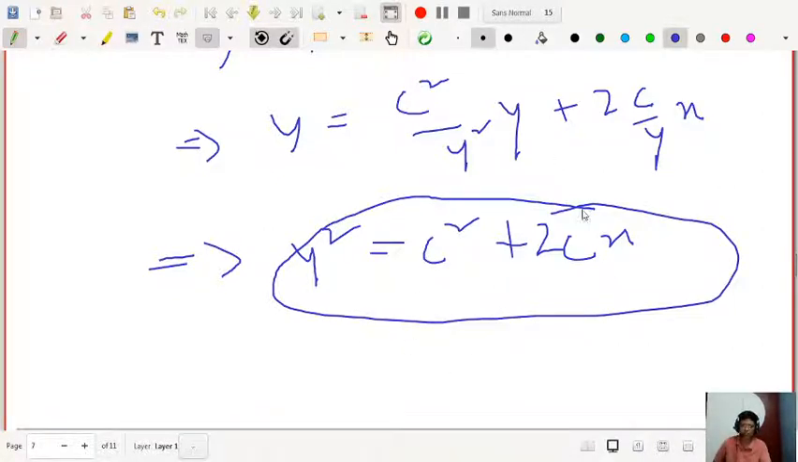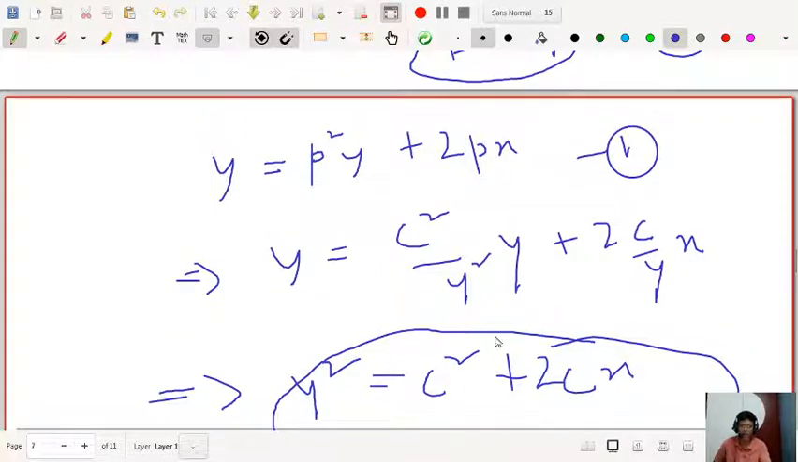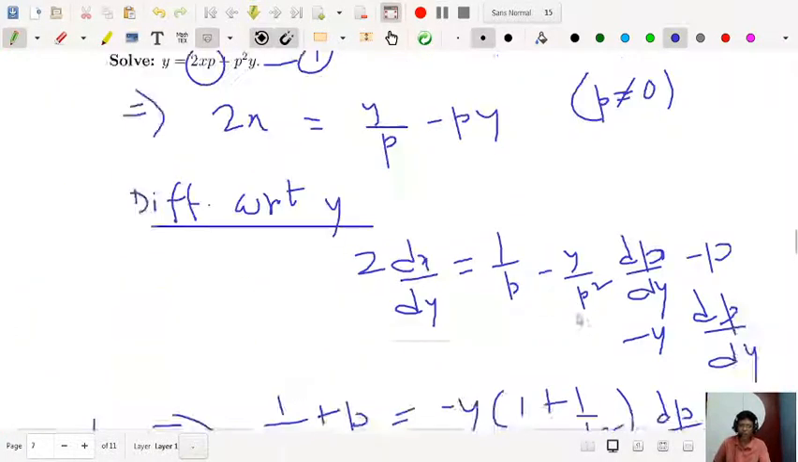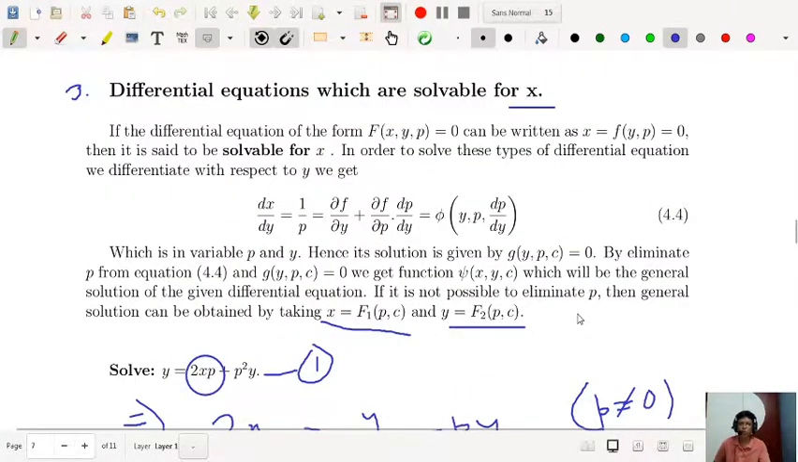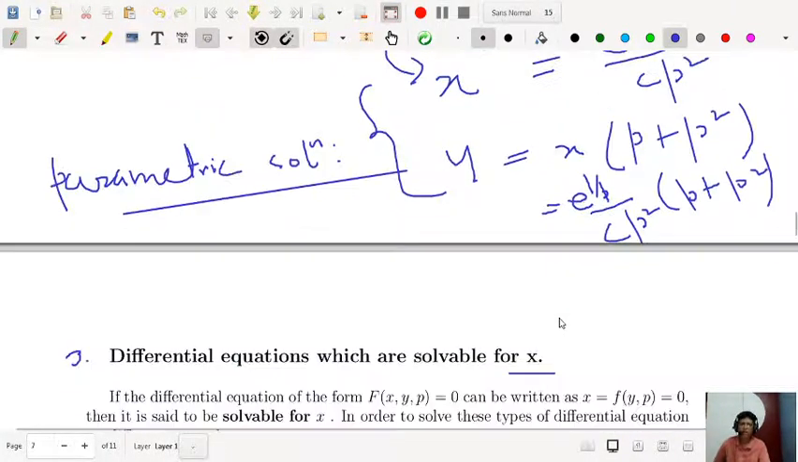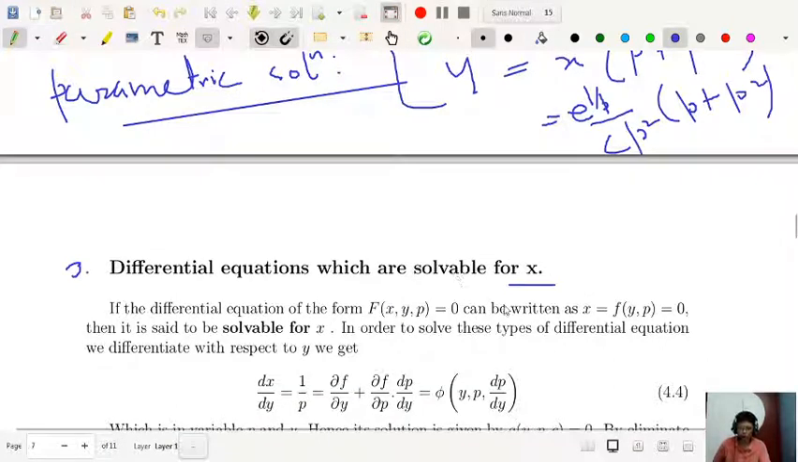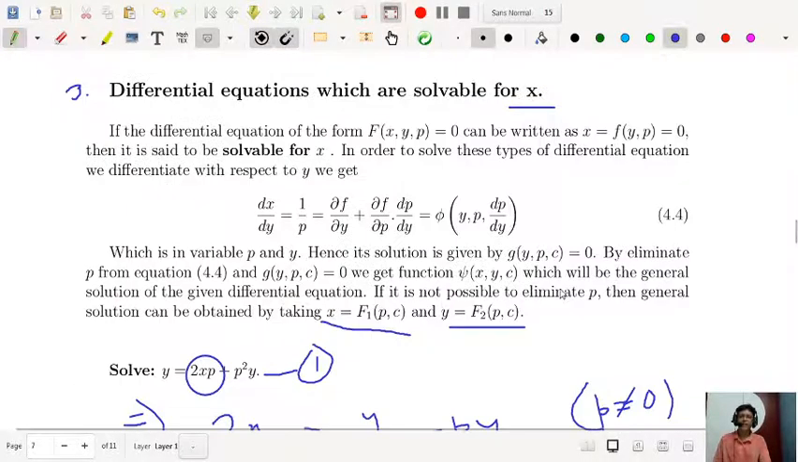This is a beautiful result. If you can eliminate, you will get the result. So these are the three important methods: solvable for p, solvable for y, and the third one is solvable for x. Okay, next.